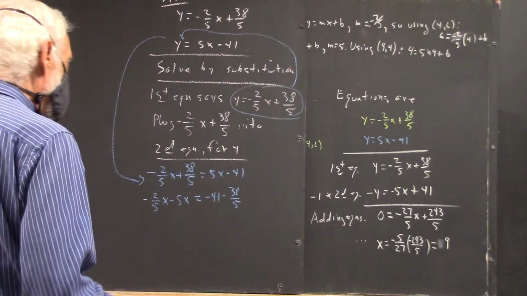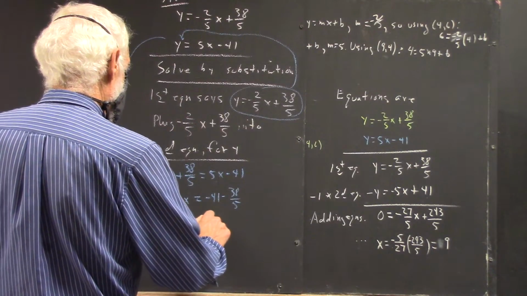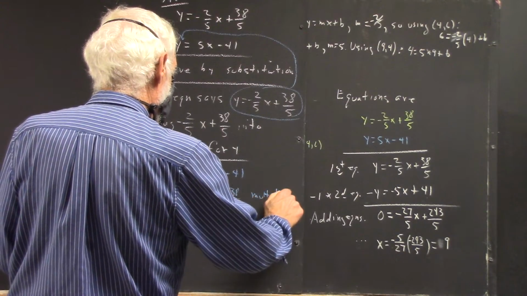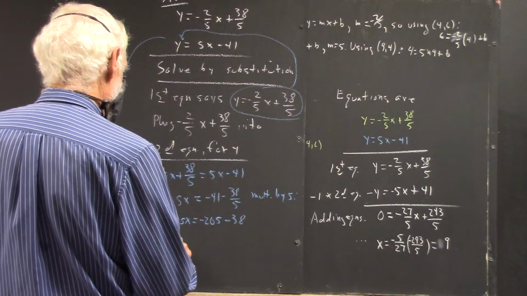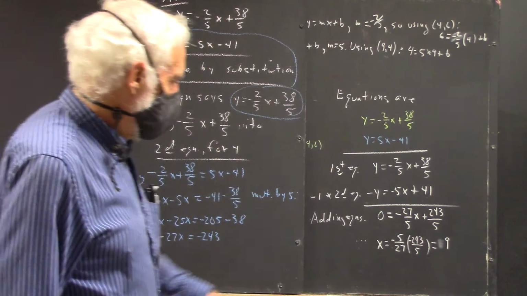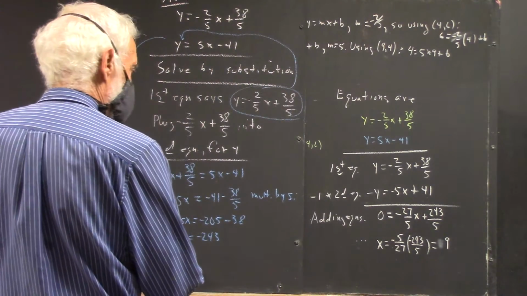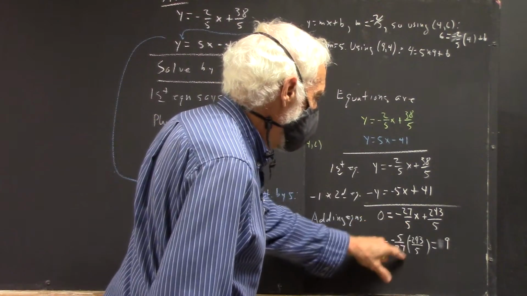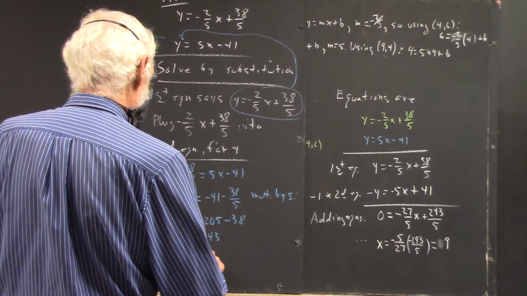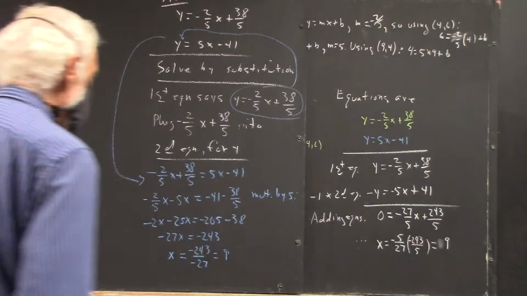Well, let's multiply both sides by 5. We get negative 2x minus 25x equals negative 205 minus 38. So we get negative 27x equals negative 243, which is a lot like what we got here. So x, we got 27 into 243 here, right? That's what we're going to get here. And that gives us 9.